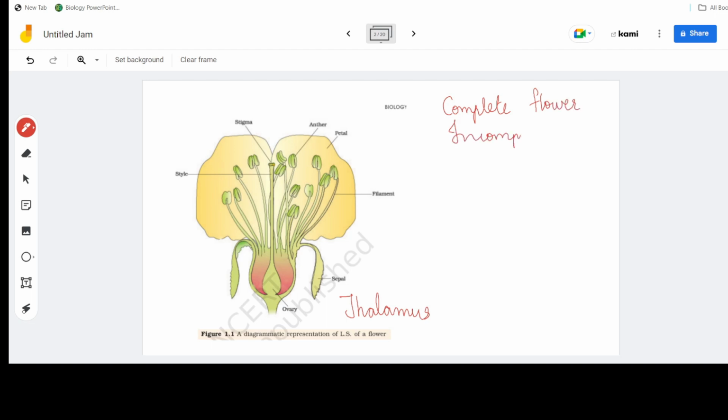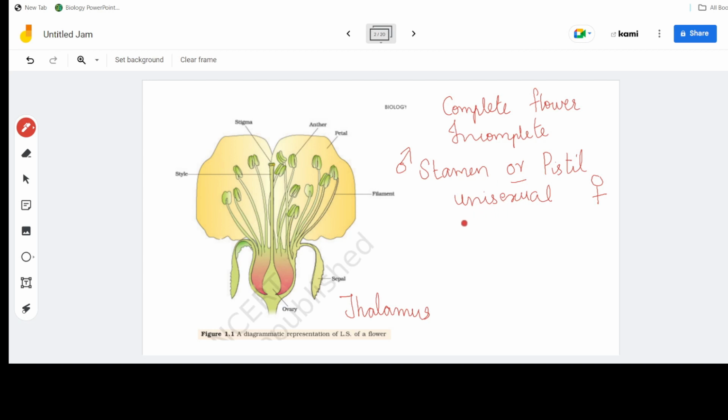So you may wonder, how can these flowers miss any of these whorls? See, sometimes some flowers have either stamen or pistil. In that case, we call them unisexual, because stamen is the male reproductive part of a flower, and pistil is the female part of a flower. So if the flower possesses either the male or the female part only, then we call it a unisexual flower.